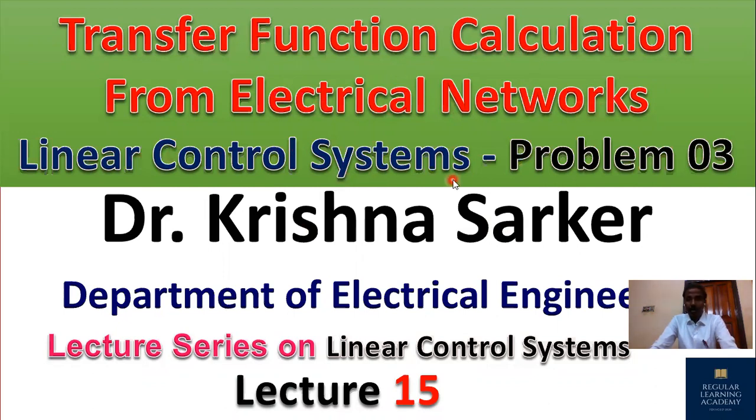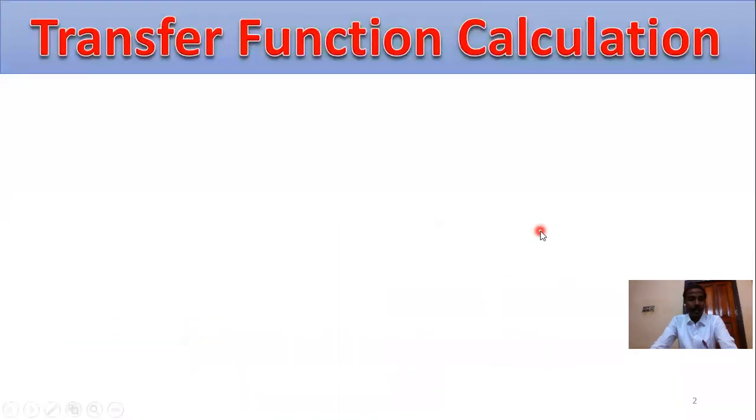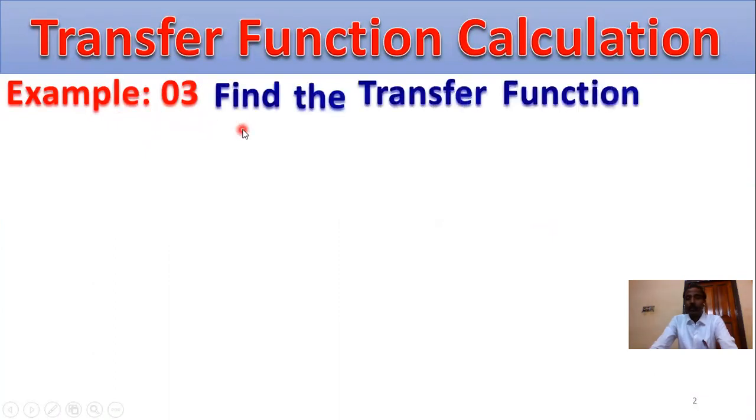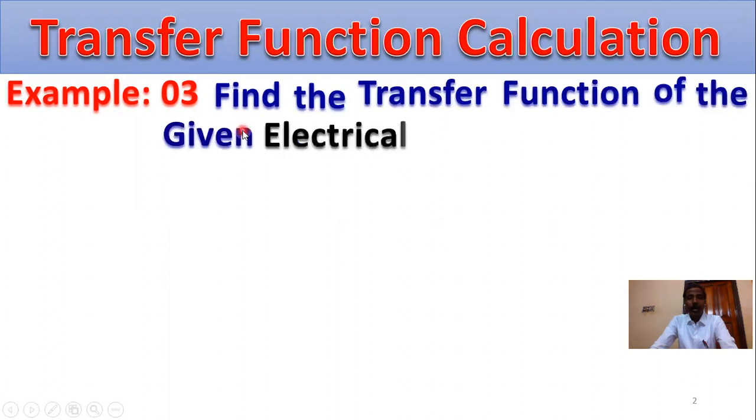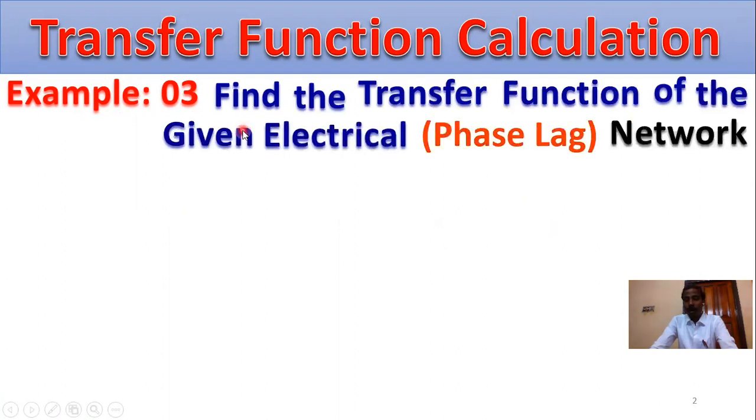This is linear control systems problem number 3, or example 3. Lecture series on linear control systems, lecture number 15. Our topic: transfer function calculation from electrical networks, and this is problem number 3. What is example 3? Find the transfer function of the given electrical network.